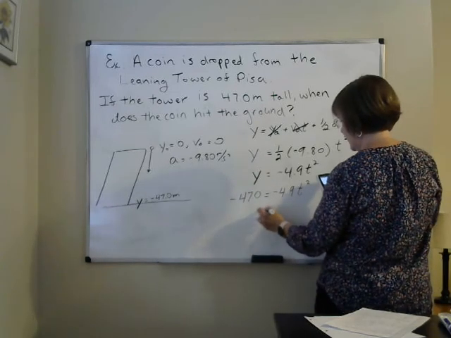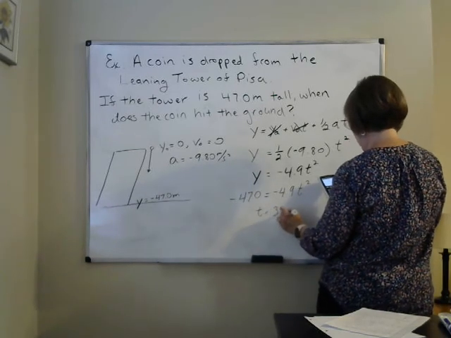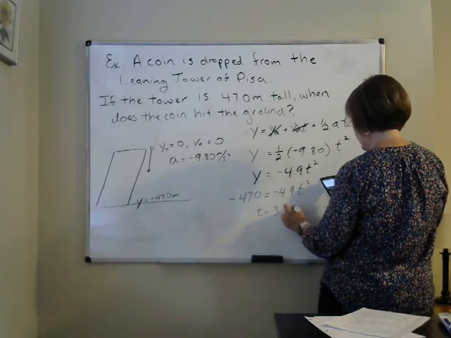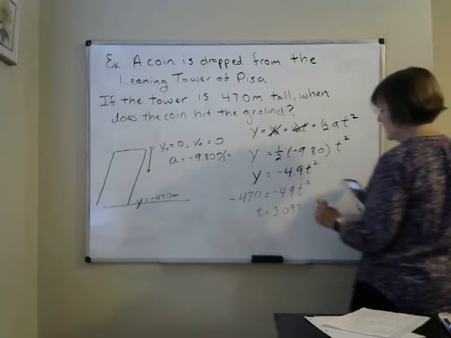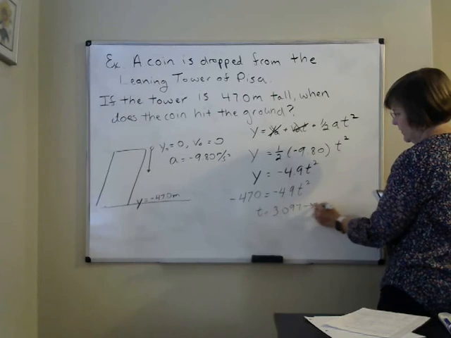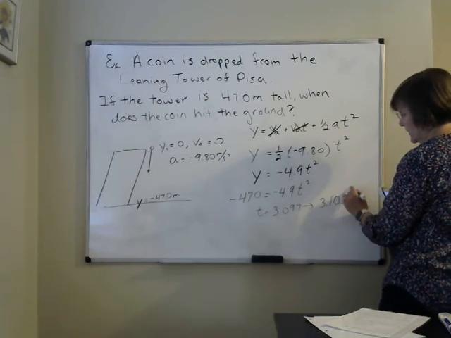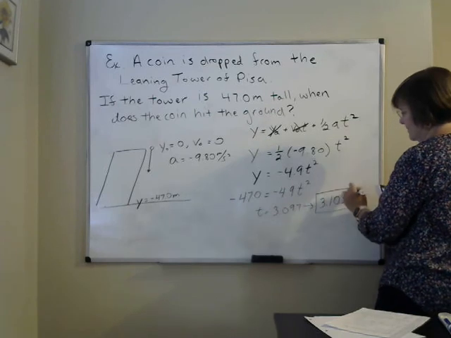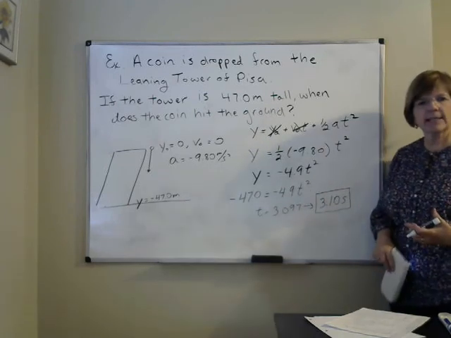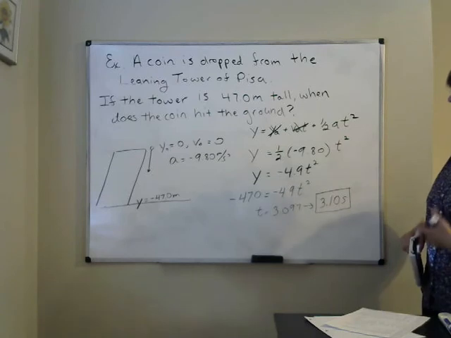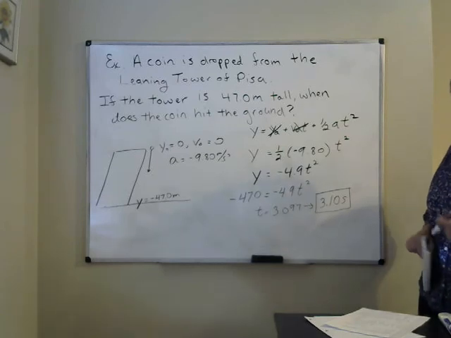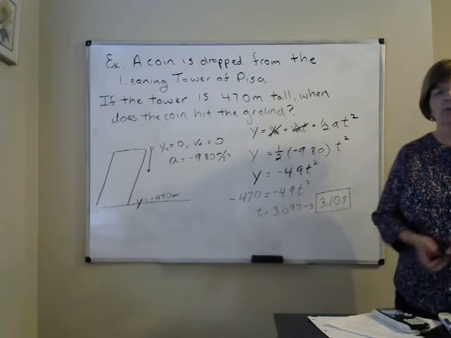And t is 3. Comes out 3.097, but I only have 3 significant digits, so 3.10 seconds. We said it'd be just a little over 3 seconds, and it came out just a little over 3 seconds. I could ask how fast it was going when it hit the ground.